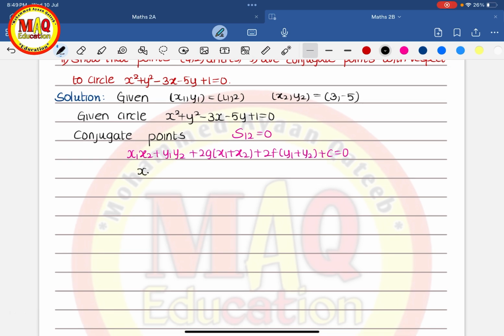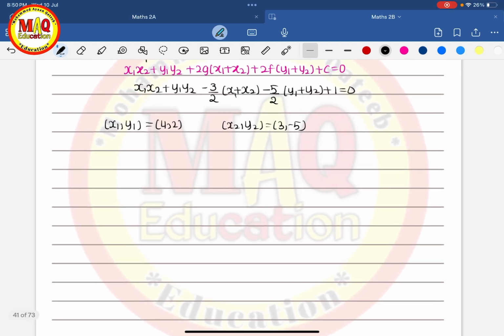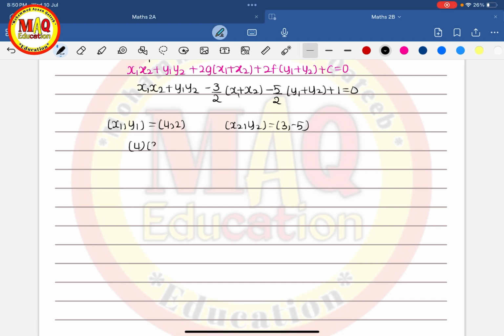For the above equation: x1x2 + y1y2 - 3/2(x1 + x2) - 5/2(y1 + y2) + 1 = 0. Substitute the points (x1, y1) = (4, 2), (x2, y2) = (3, -5). 4 × 3 + 2 × -5 - 3/2(4 + 3) - 5/2(2 - 5) + 1 = 0.